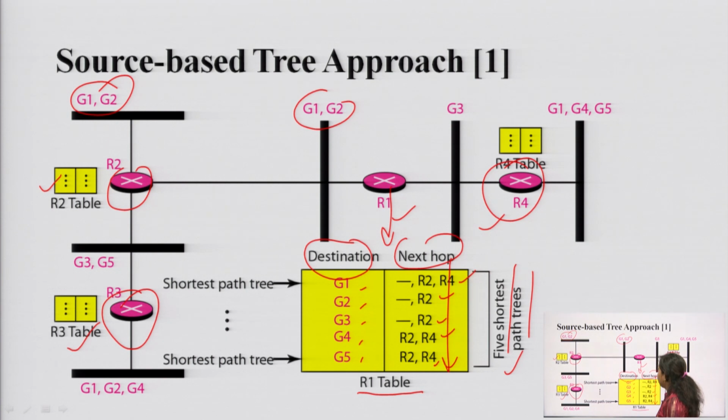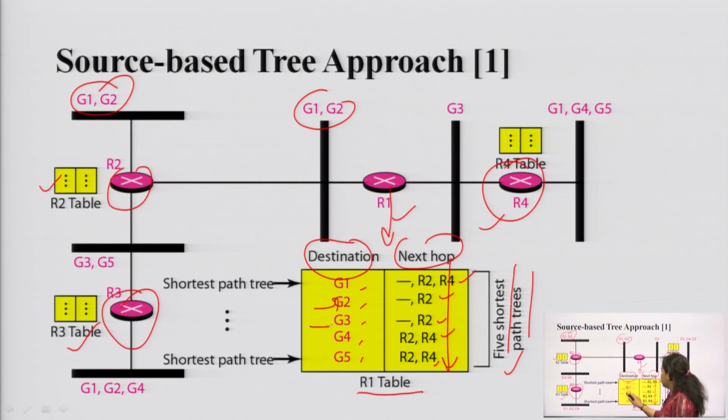This is a router 1 table. If I want to deliver a packet to this G1 point, then it has to follow the path, that is R2 and R4. So, any one of the paths it can follow. If the particular packet has to be delivered to G2, then the next hop will be R2.